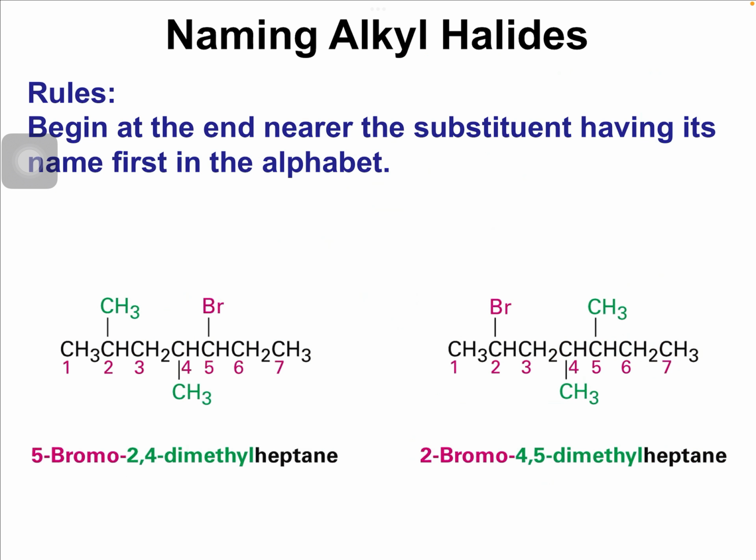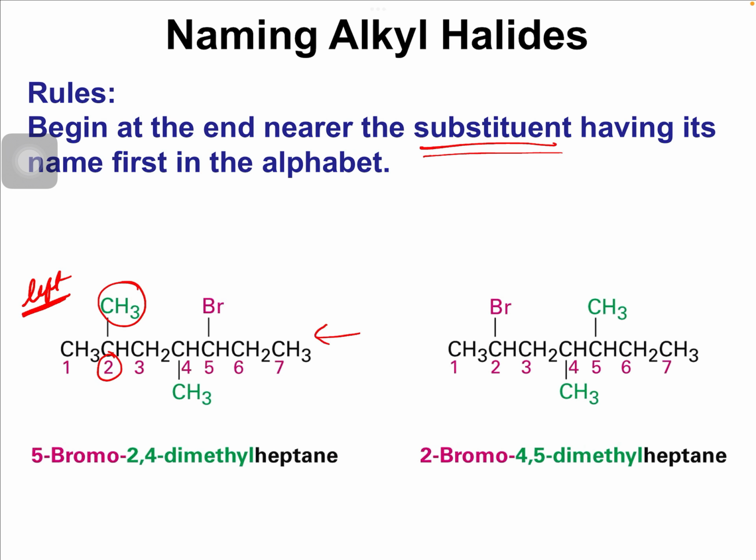So, ito na naman yung mga rules natin. According to this slide, begin at the end near the substituent having its first name in the alphabet. So, laging alphabetization kapag madami yung inyong mga substituent. So, let's look into this example. Any substituent ito, mapa-halogen man siya or alkyl.